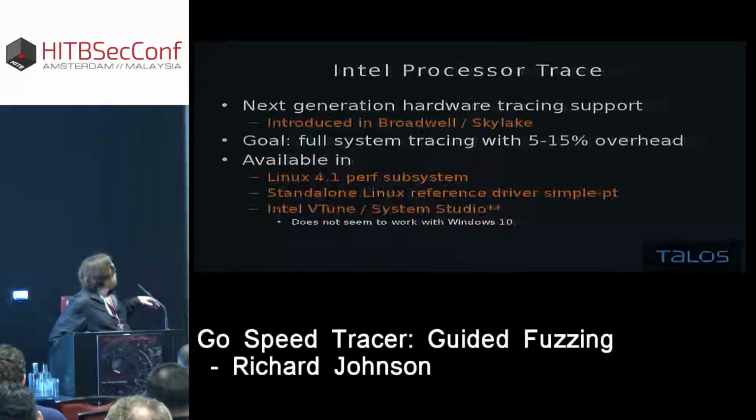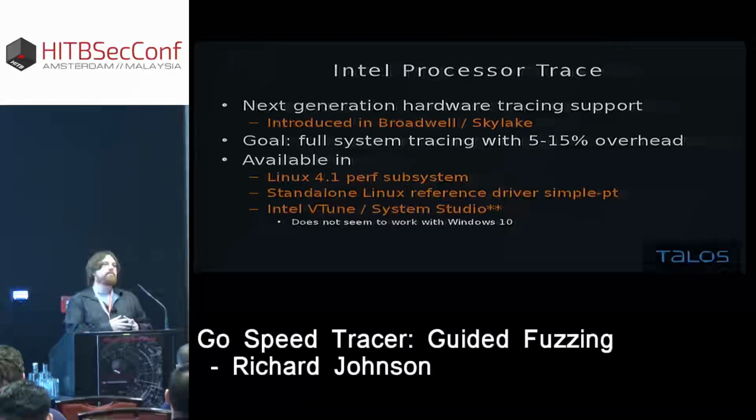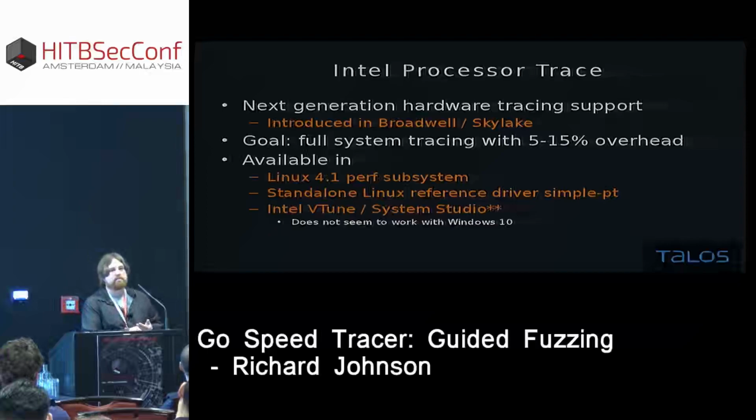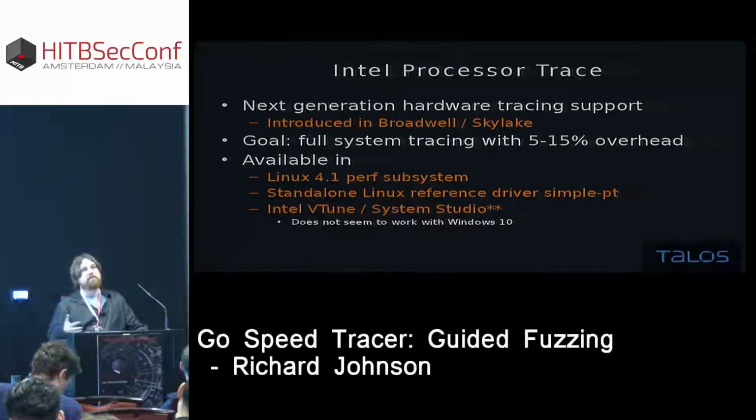So Intel Processor Trace, this is the good stuff. Essentially, what we're looking at is a new processor feature that lets you do full system tracing for 5 to 15% overhead for recording. This is by far the fastest tracing system that's ever been developed. And it works now. It's been out for about a year and a half. It is supported by Intel System Studio, if you get the right formula, once again, I think it's Windows 8.1 and Skylake, certain models. Linux perf subsystem since 4.1 has also exposed these features.